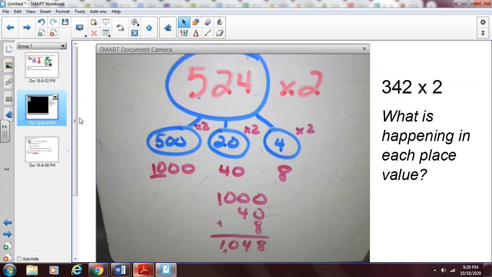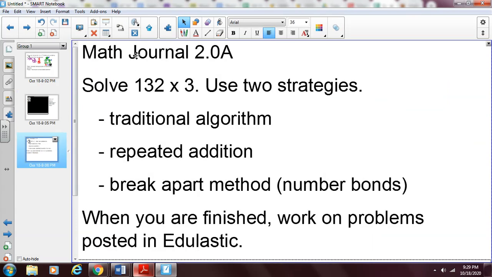Today, you're going to be practicing your multiplication on your own. Before you get there, you're going to complete Math Journal 2.0a in your Math Journal notebook, and you're going to solve 132 times 3. And we want you to do 2 different strategies. So you can do the traditional algorithm, you can do repeated addition, or you can do the break apart method with number bonds. As a bonus, if you want to do all 3 of these strategies, feel free to do that. When you're finished working on your math journal here, you're going to switch over to Edulastic.